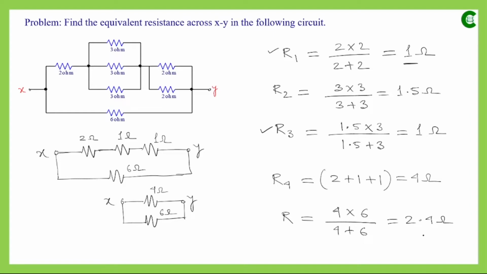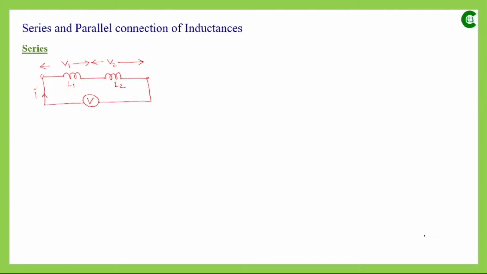But before that, we have to be very sure whether the two resistors are connected in series or parallel, and I have already explained how we can evaluate the series connection and parallel connection. Now next we will see the series and parallel connection between inductors.